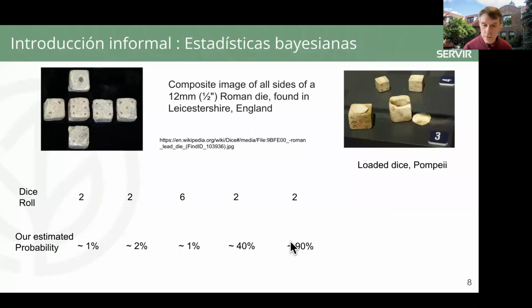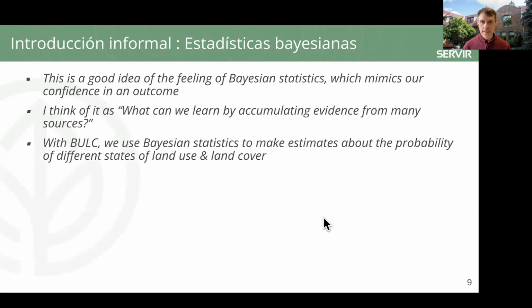Even if I didn't then go do the statistics, most people would not be capable of doing the statistical calculation of what that probability is. And yet, I think anyone we talk to would be able to have a sense of how likely that seemed or how unlikely that seemed. So that feeling of our sense of confidence is what I think of as the goal of Bayesian statistics. So in the world of remote sensing, I think of it as what can we learn by accumulating a bunch of evidence from a lot of different sources.